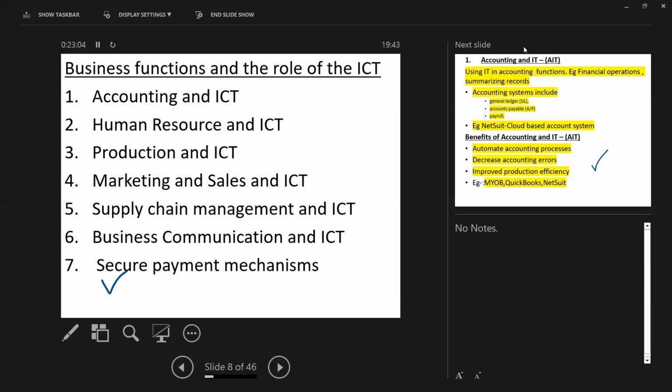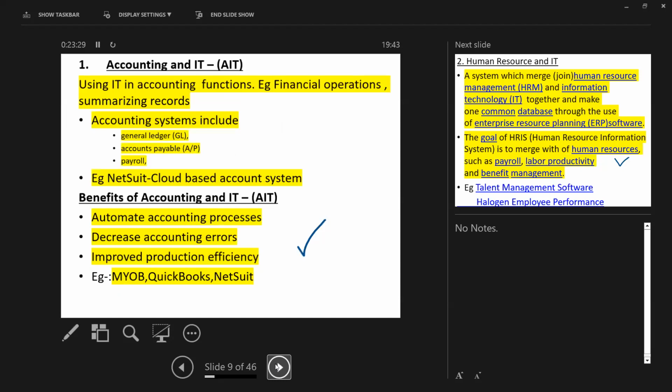Business functions and the role of ICT. So accounting field, human resource field, production field, marketing and sales, supply chain management, business communications, secure payment mechanism. Those are the fields where we apply ICT. We are going to discuss the roles of ICT in these fields. First one, accounting and IT.